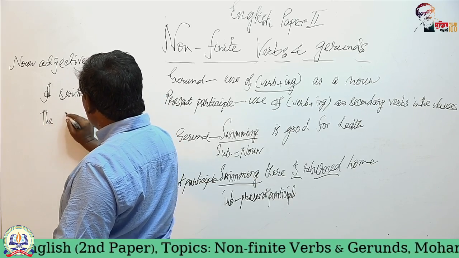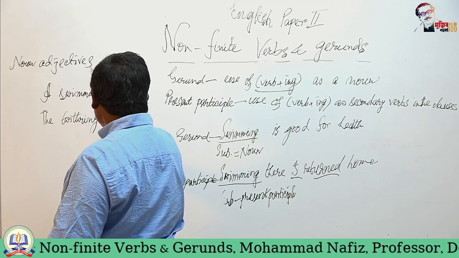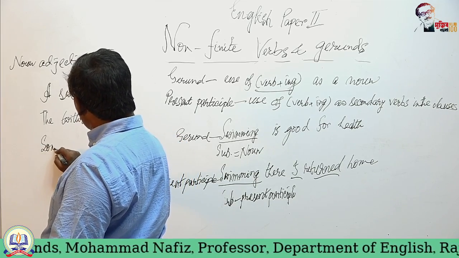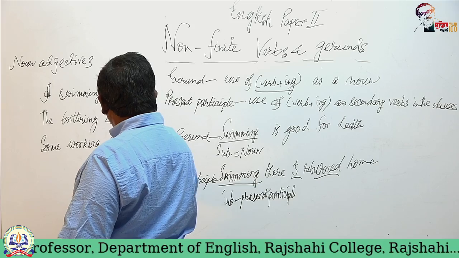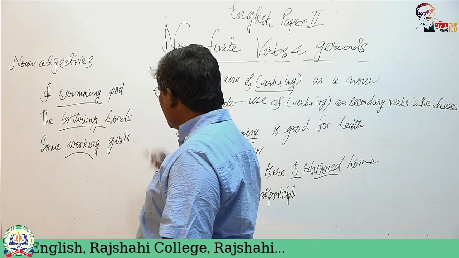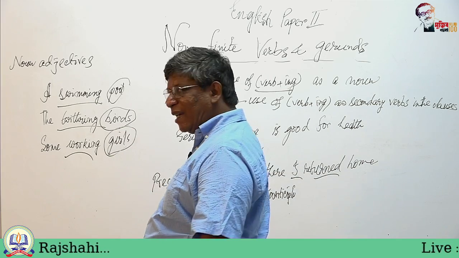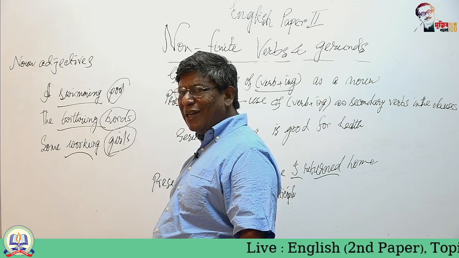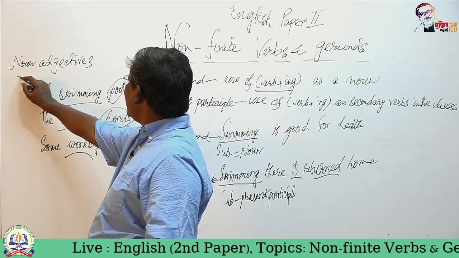The twittering birds, some working girls, all these present participles, swimming, twittering or working, are modifying the nouns pool, birds or girls like an adjective, and still they are used as the gerunds, thus they are used in the sentences as noun adjectives.